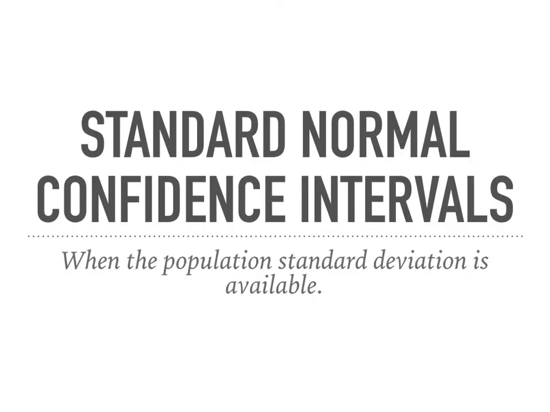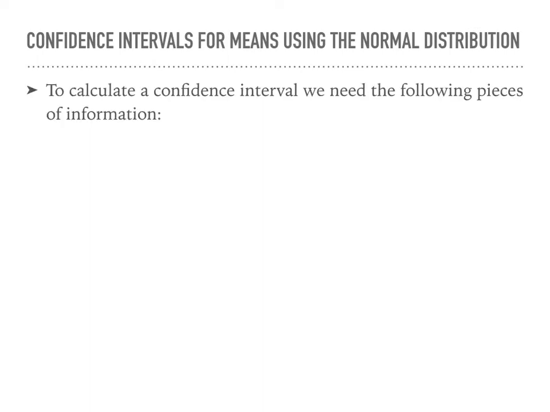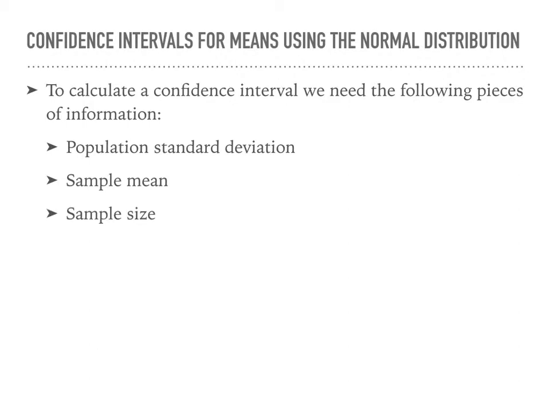So let's talk about using the standard normal distribution for creating confidence intervals. This is done when we have the population standard deviation available. We're going to start with this because it's using that standard normal distribution that we've worked with before. To calculate the confidence interval, we need the following pieces of information: the population standard deviation, the sample mean, this is our point estimate, the sample size, and the desired confidence level.